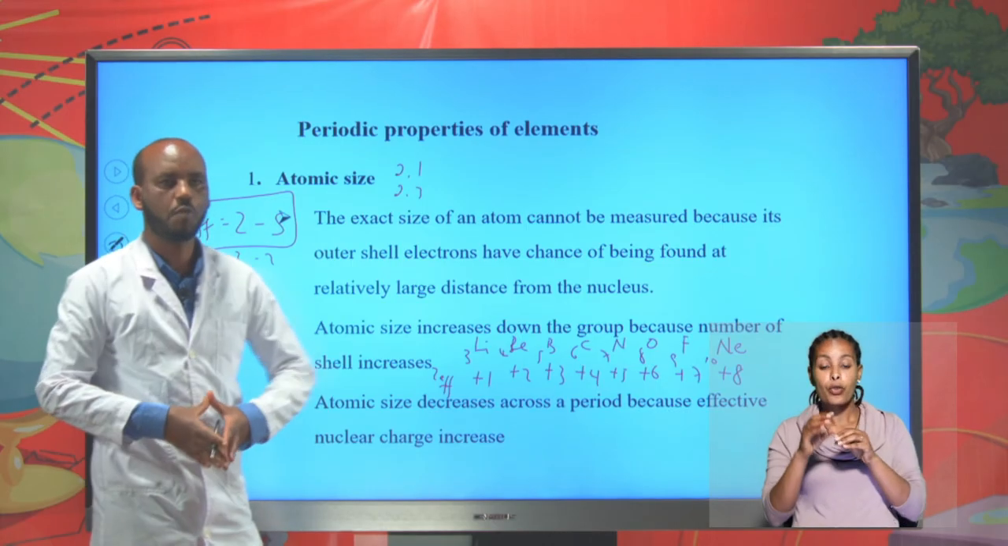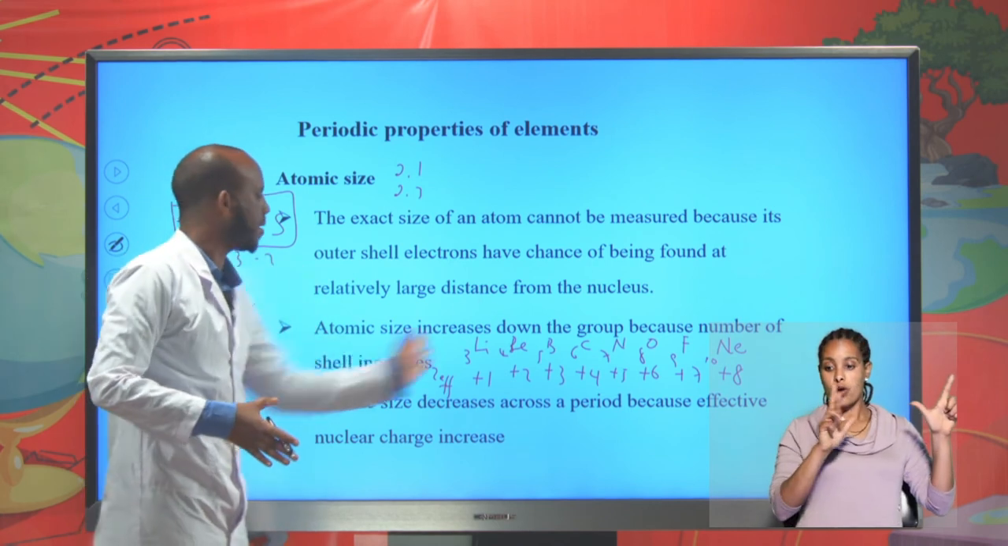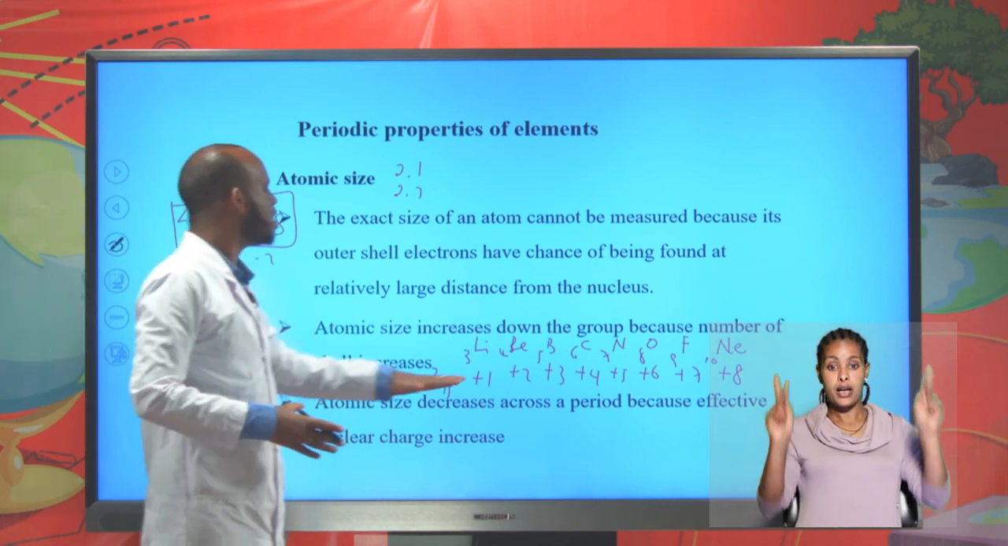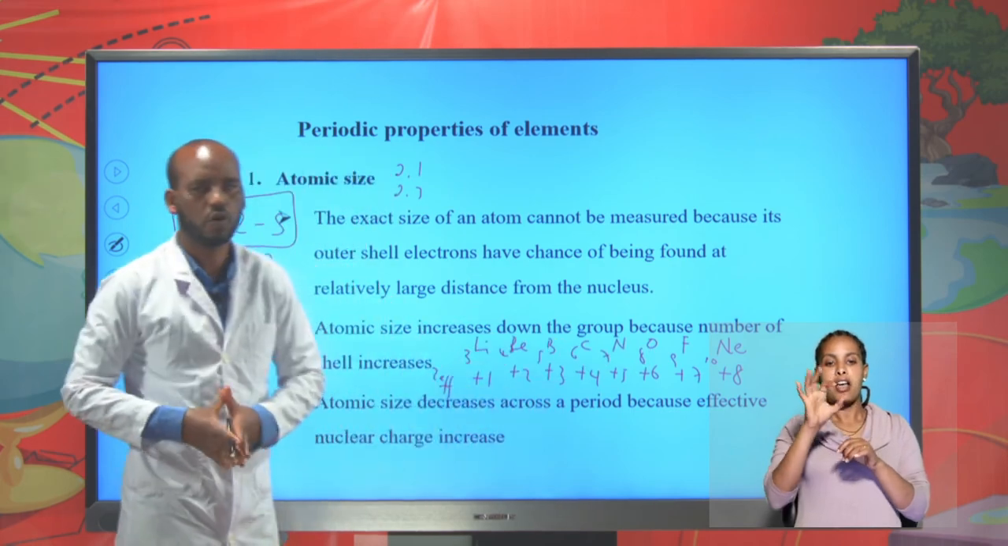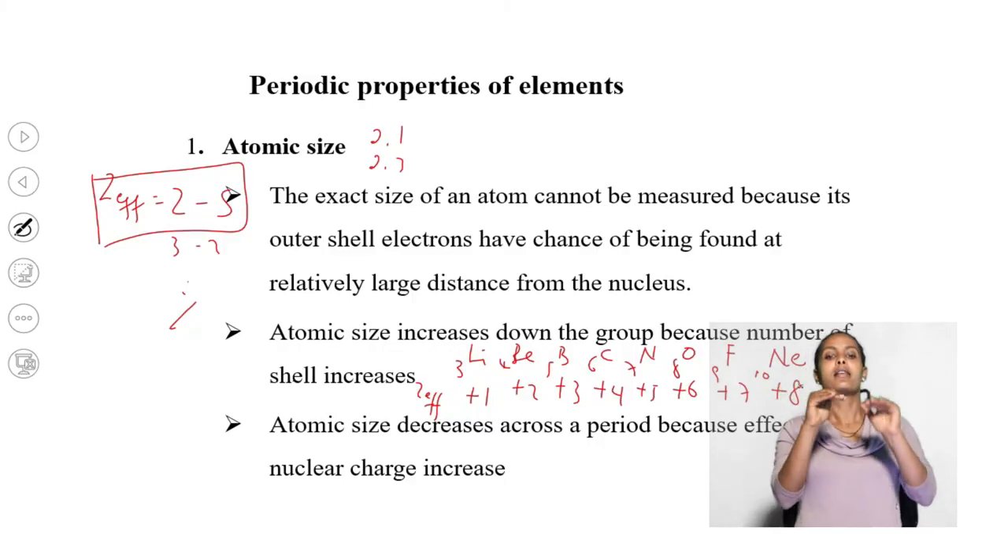In moving from left to right across a period, the effective nuclear charge increases. Therefore, atomic size decreases.